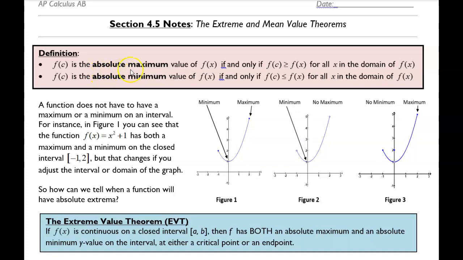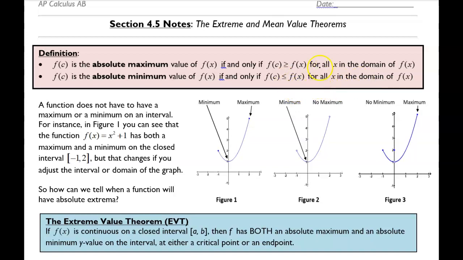So f of c is the absolute maximum value of f of x if and only if f of c is greater than or equal to f of x for all x in the domain of f of x. That just means this value is bigger than or equal to every other value in that domain. And same idea with absolute minimum, except it switches to f of c is less than or equal to f of x. So it's the smallest value in that domain.